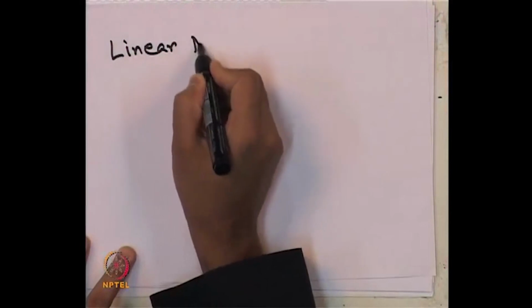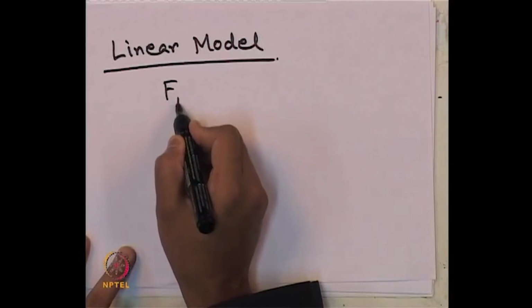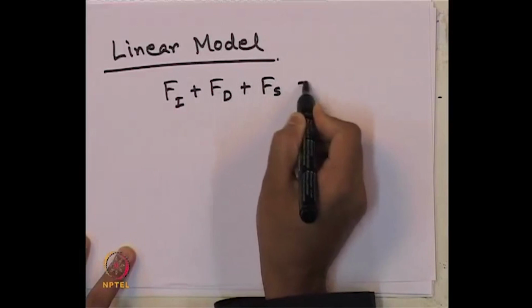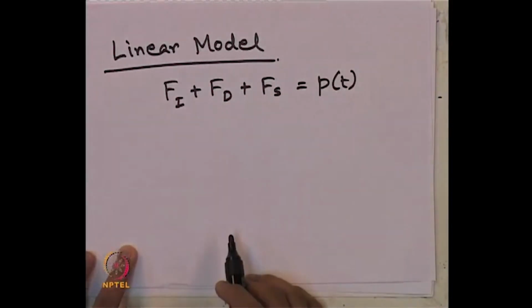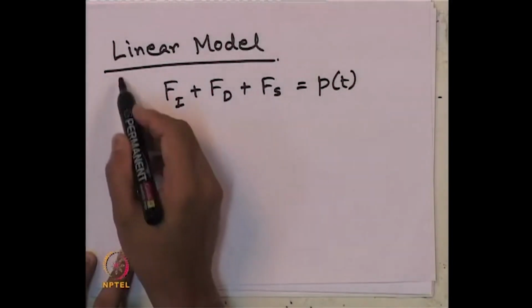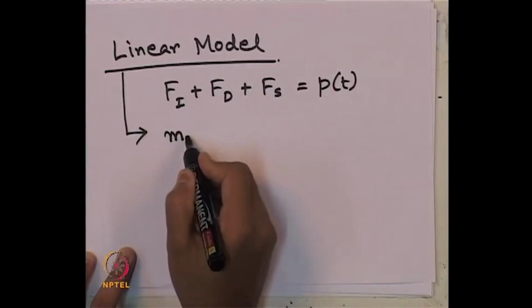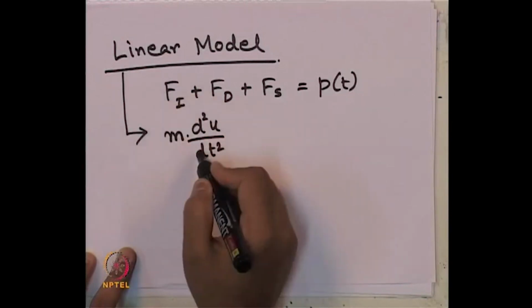So, for the simplest case, what we can mention is that by considering the linear model, we get the equation f_I plus f_D plus f_S equals p(t). That was the equation from D'Alembert's principle. Now, if we use the linear model, f_I is nothing but m times d²u/dt², that is the inertia force.